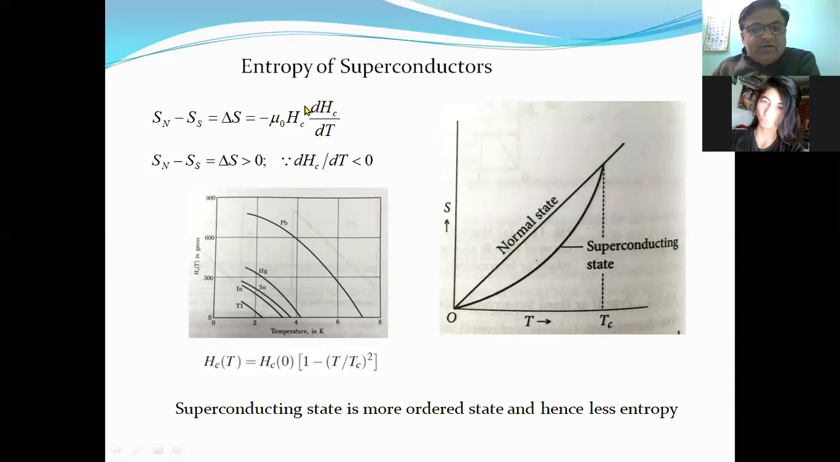Now it is not difficult to understand that normally the normal state has to be the state of higher entropy, and the superconducting state, which is known to be an ordered state, has less entropy. So this has to be with the positive sign. You can see minus here, but because dHc upon dt is negative, this becomes positive.